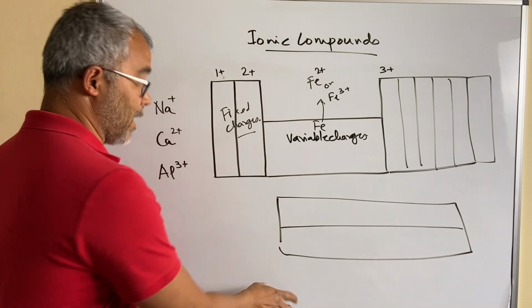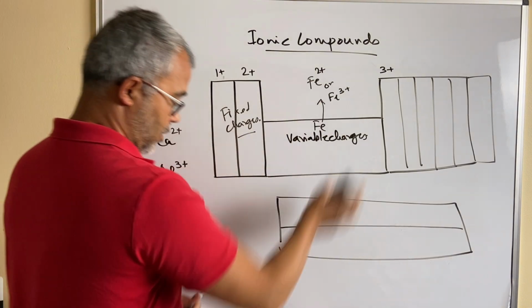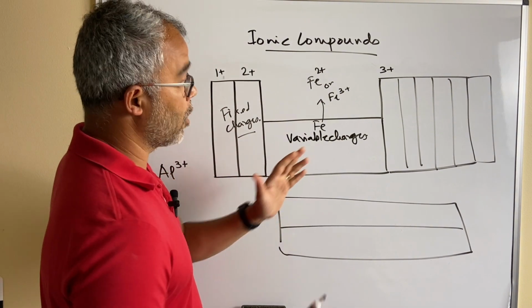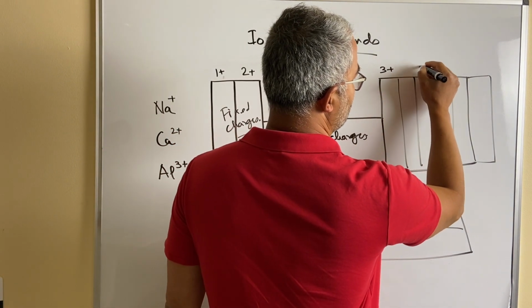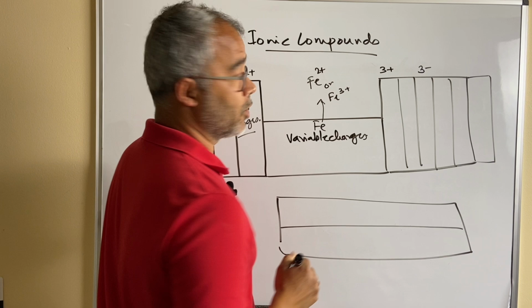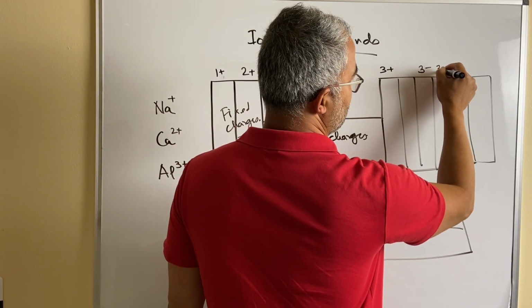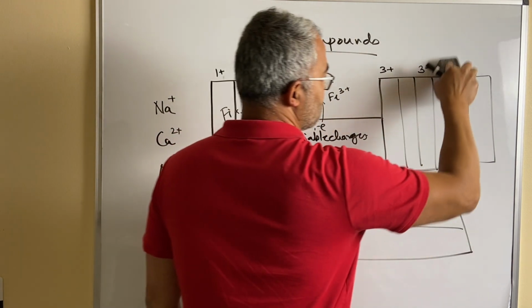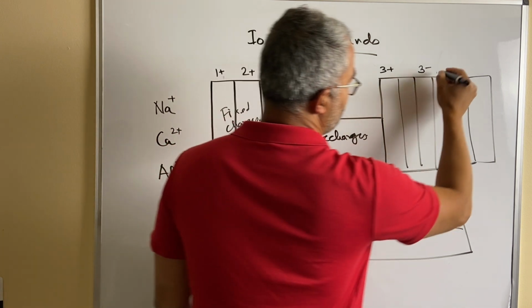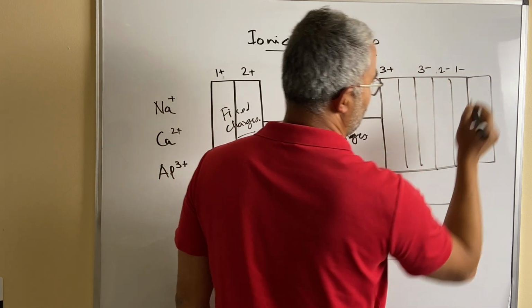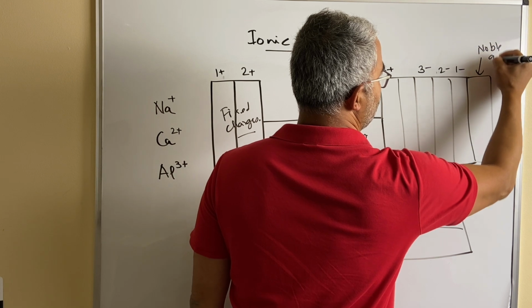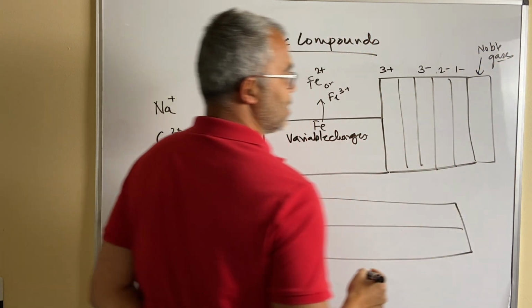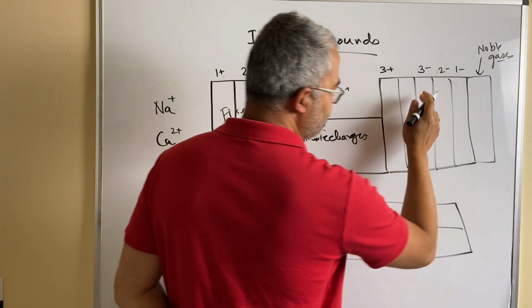So let's go ahead and not worry about this. Let's move on to the non-metals, okay? So these are the metals. The non-metals are from group 5 onwards, so that could form a fixed charge of 3 minus. This one could form, so this would be 2 minus, and this would be 1 minus, and out here these are the noble gases. So don't worry about the noble gases, they don't like to combine.